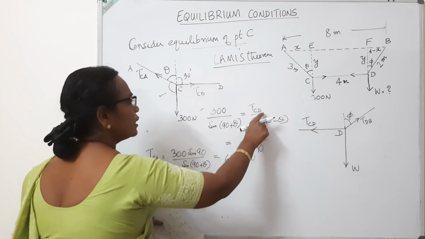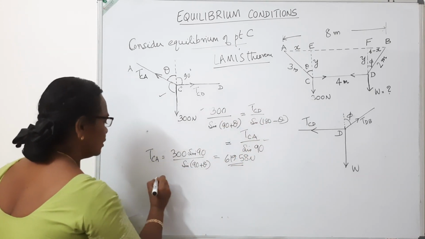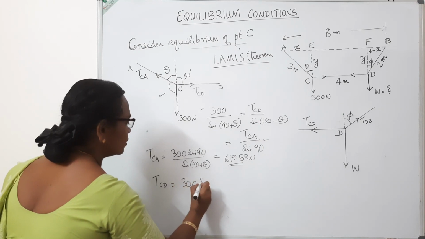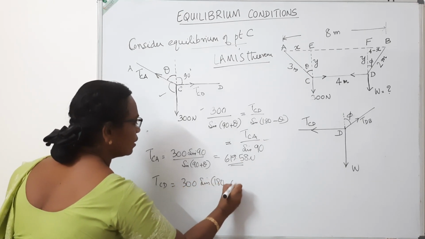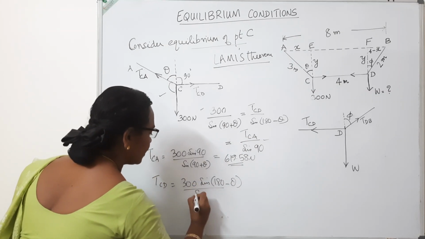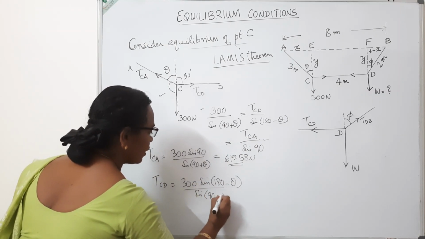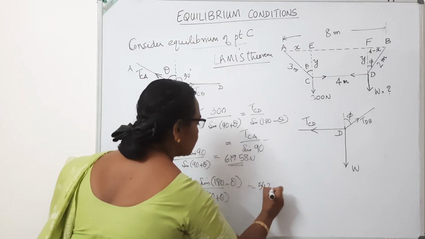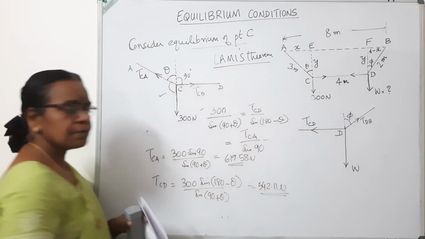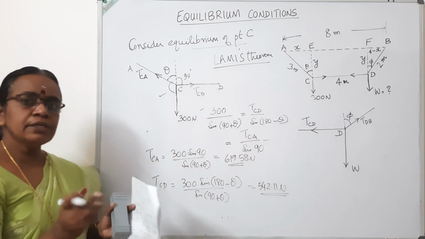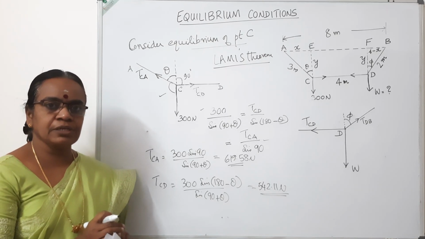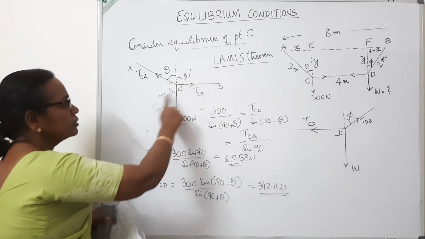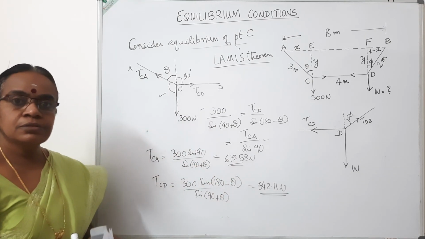If you want to get TCD, consider these two equations. TCD will be 300 into sine 180 minus theta divided by sine 90 plus theta. Substituting the value of theta, we get TCD equal to 542.11 Newton. We get the same answer as the previous one. So either we can use the horizontal and vertical equilibrium equations, or if there are three forces, we can make use of Lami's theorem and solve for the values.